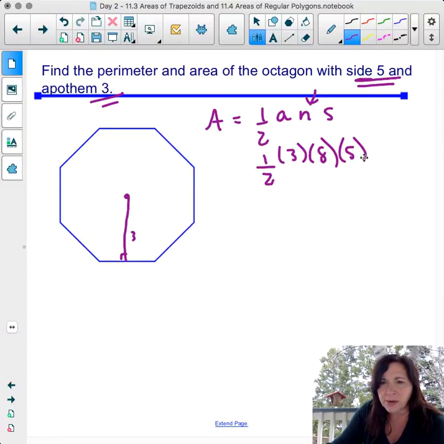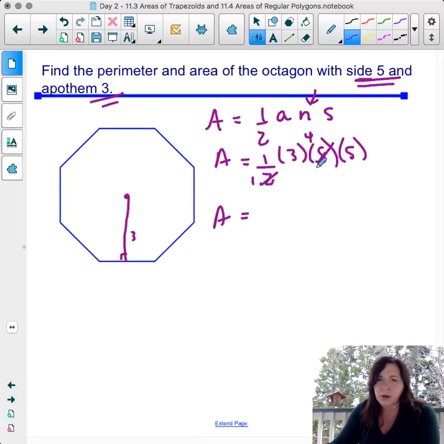So actually, I don't have to do anything other than multiply for this problem. To find the area, I'm going to divide this 2 into this 8, which is 4 times. So I've got 12 times 5. 12 times 5 is 60 units squared, so unit times unit.